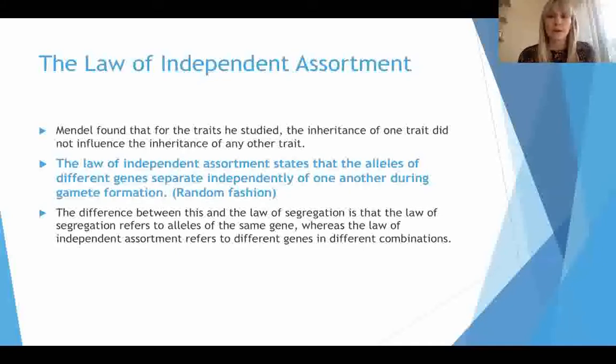Okay, so the law of independent assortment. Mendel found that for the traits he studied, the inheritance of one trait did not influence the inheritance of any other trait. So the law of independent assortment states that all alleles of different genes separate independently of one another in a random fashion. The difference between this and the law of segregation is that the law of segregation refers to alleles of the same gene, whereas the law of independent assortment refers to genes in different combinations. Okay.